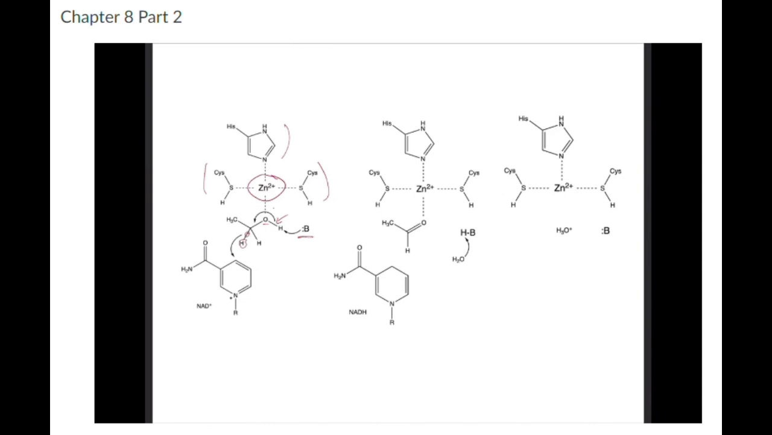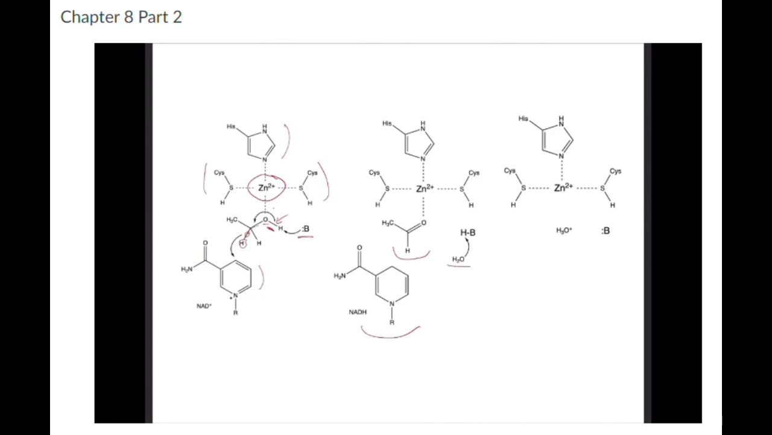We end up with the electrons going on to the NAD+, and the electrons in the oxygen to hydrogen bond here are going to form a new carbon-oxygen double bond to make our acetaldehyde. So now we have our NADH. The NADH will leave the enzyme and go off to transfer its electrons elsewhere. The acetaldehyde that we form will then leave the enzyme.